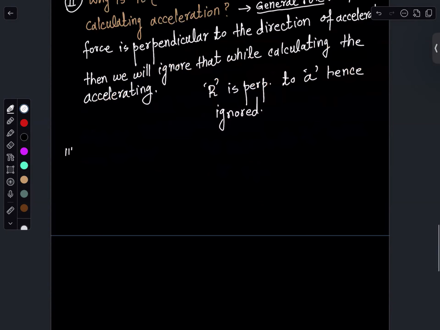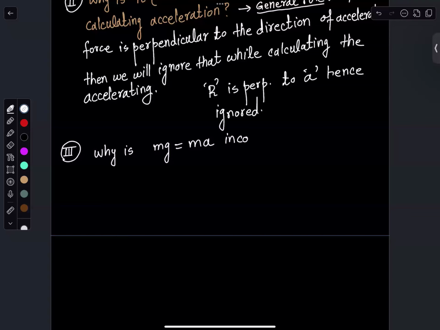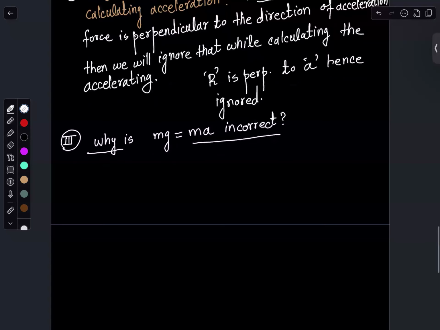अच्छा बेटा क्वेश्चन का लिखें थर्ड पार्ट. Why is mg equals to ma incorrect? हाँ जी, आपको क्या लगता है ये इनकरेक्ट क्यों है? देखें आर को आपने इग्नोर कर दिया तो बाकी फोर्स कौन सी रह गई? mg. वाई इज mg इक्वल्स टू ma इज इनकरेक्ट.